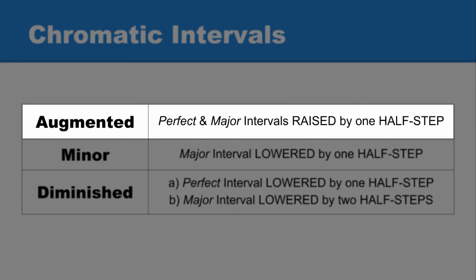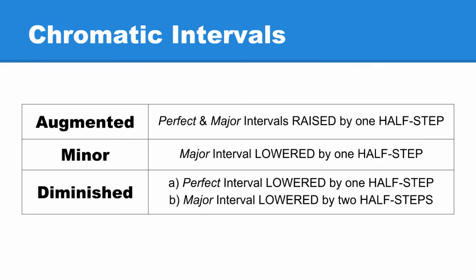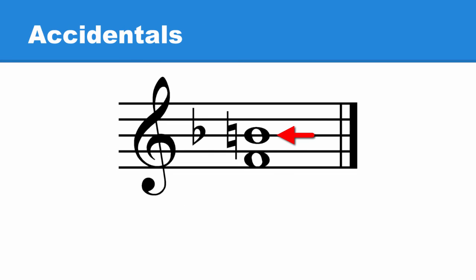Any perfect interval raised by 1/2 step becomes an augmented interval. F on the bottom and B natural on top is a perfect interval in the F major scale raised by 1/2 step. The name of this interval is an augmented fourth.